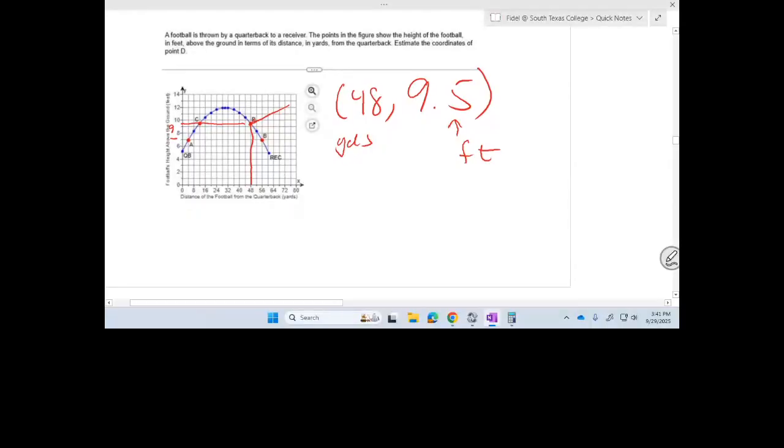All right, I'm going to scroll down a little further in my list. And let's take a look here. It says, again, same type of problem, right? We have a football is thrown by a quarterback to a receiver. The points, again, show the height of the football in feet above the ground. Okay, what is the football's maximum height? Y'all, we want to know how high did that football get?